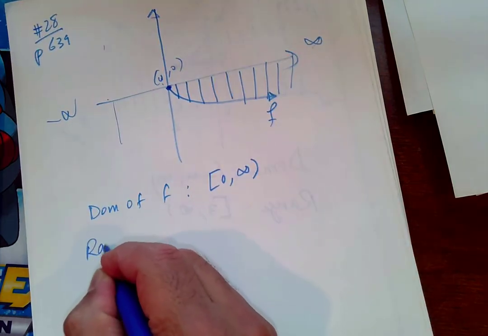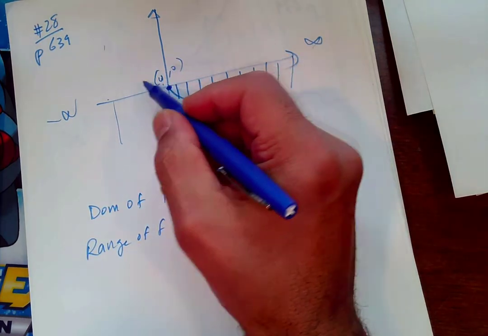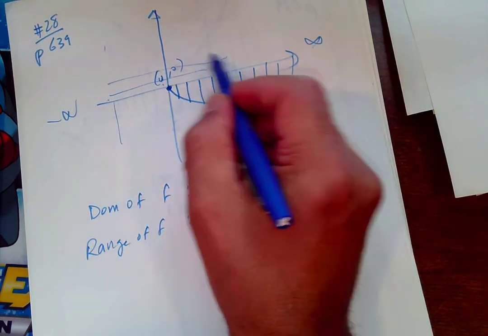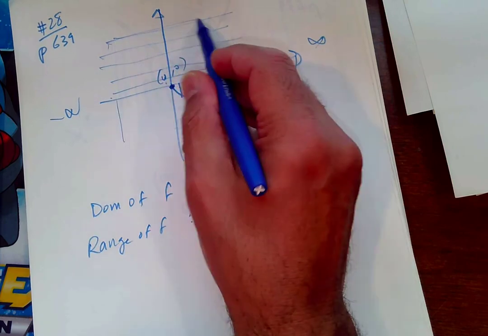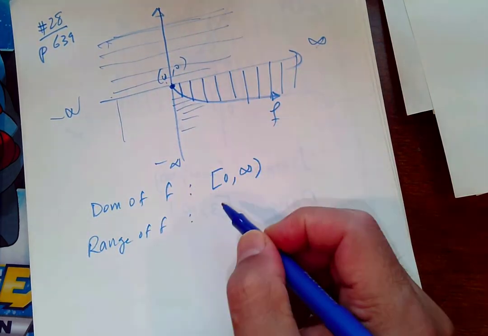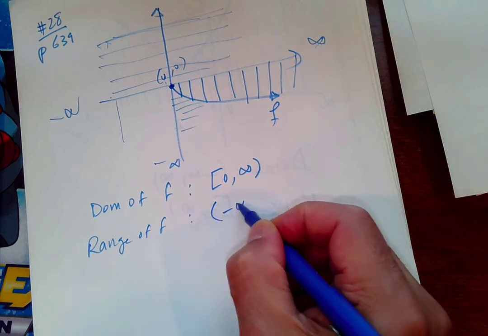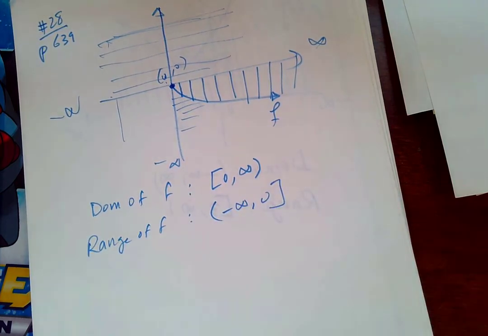Range. Okay, you can see if you go above 0, no x value, no graph. If you go below 0, from 0 to negative infinity, there is a graph. So negative infinity to 0, which is the range.